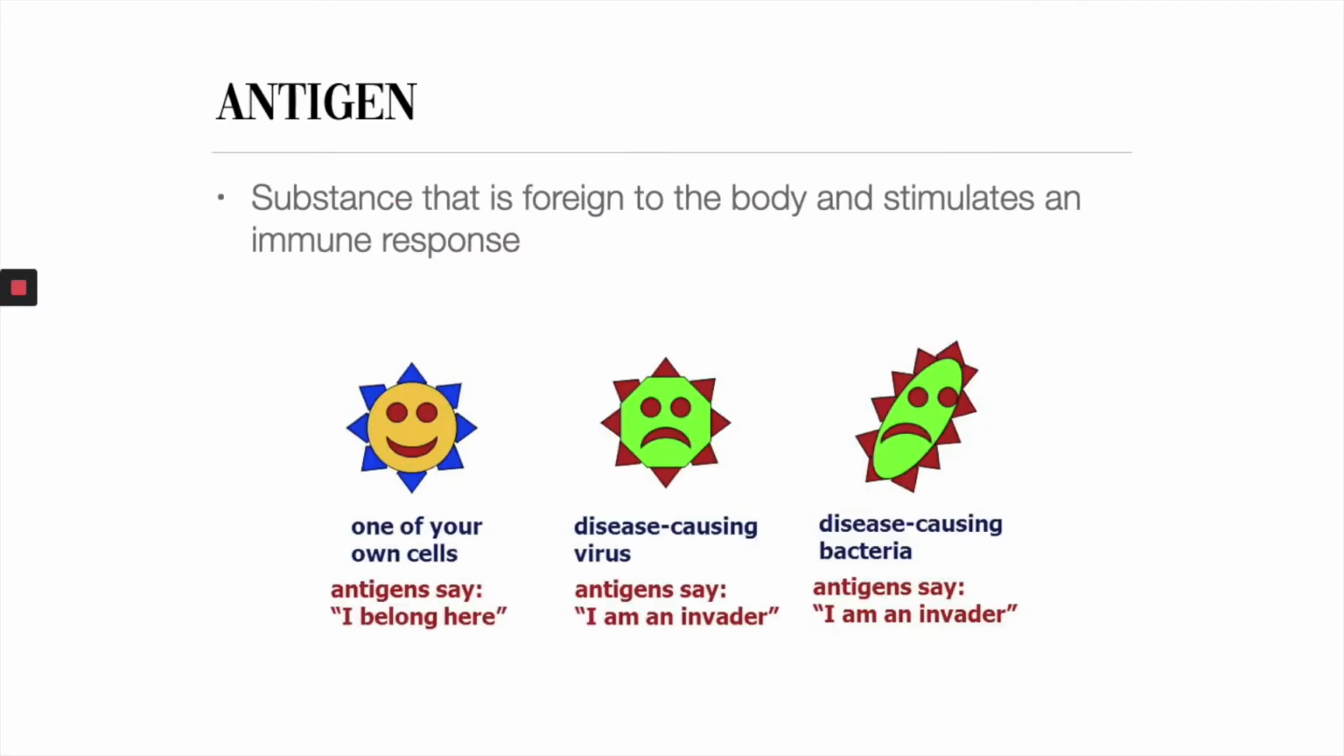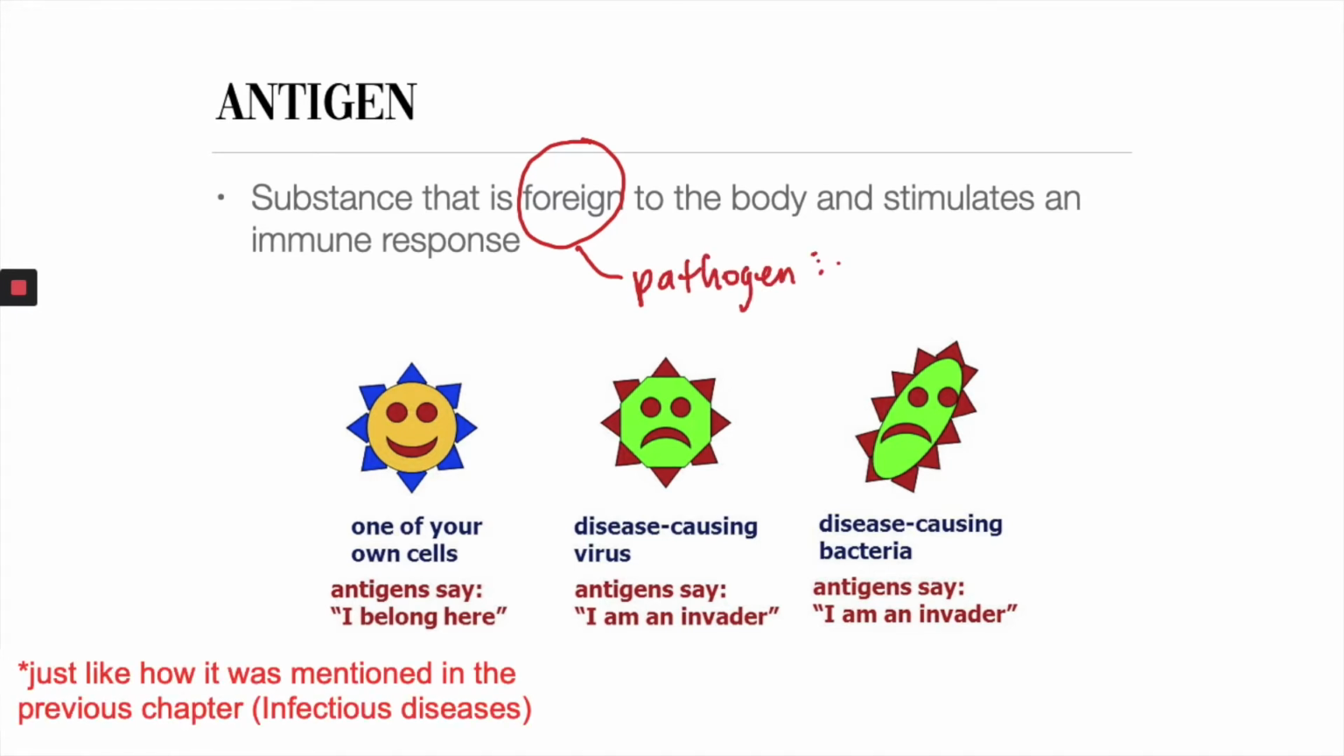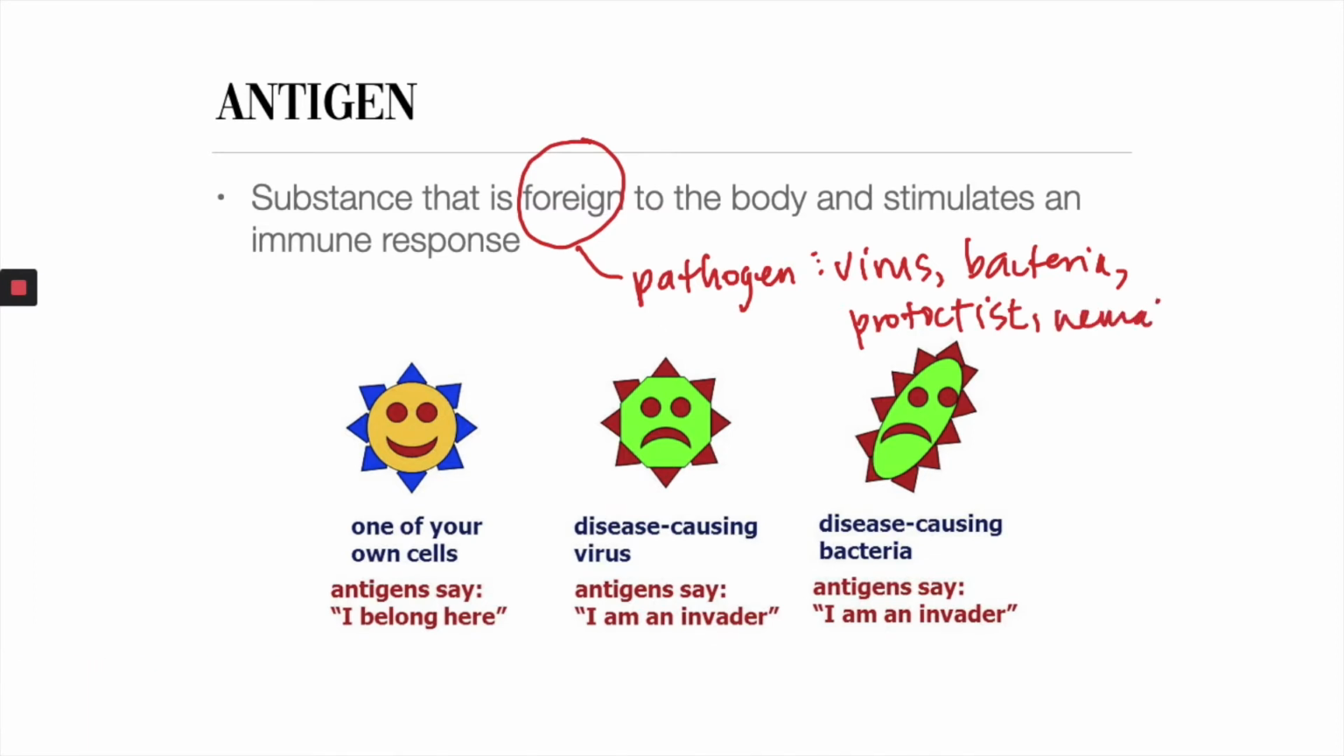Antigen. Antigen is a substance that is foreign to the body and stimulates an immune response. We have to take note of the word foreign in here. By the word foreign, we mean any pathogen. So it could be a virus, it could be a bacteria, a protoctist, nematodes, and any other disease-causing organism.